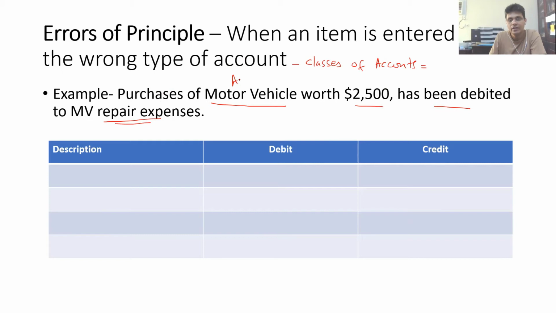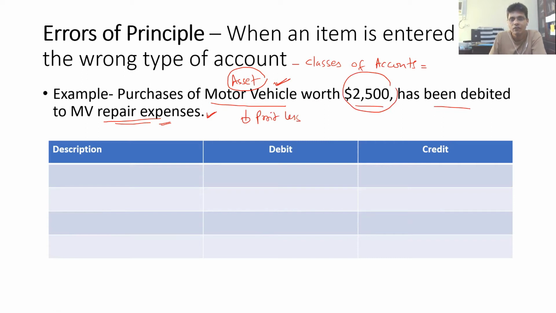Okay, so motor vehicle is an asset account. Motor vehicle repair is an expense account. So asset has been recorded as an expense. I told you what is the consequences of recording an asset as an expense. If you record the asset as an expense, your profit will come down. Okay, your profit will be less by this amount 2,500.